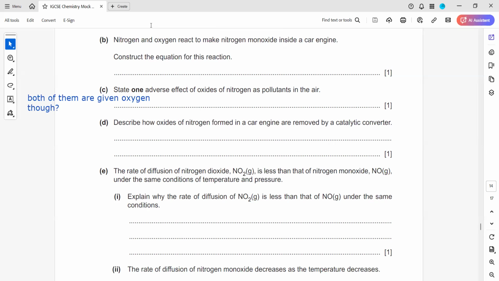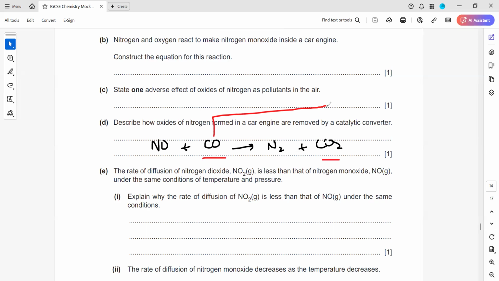Both of them are not giving oxygen. See, we have NO reacting with CO, so it will form nitrogen gas and carbon dioxide. Carbon monoxide becomes carbon dioxide, so this change is oxidation, because of an increase in oxygen. This change is a reduction, a decrease in oxygen. So oxides of nitrogen are being reduced by the catalytic converter.